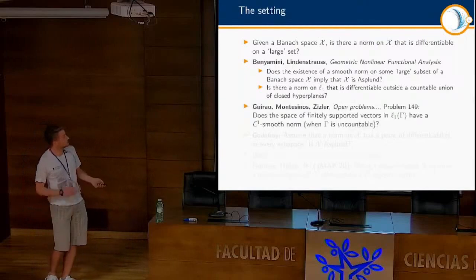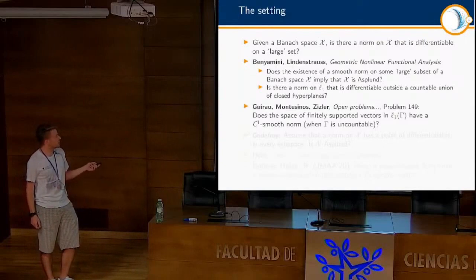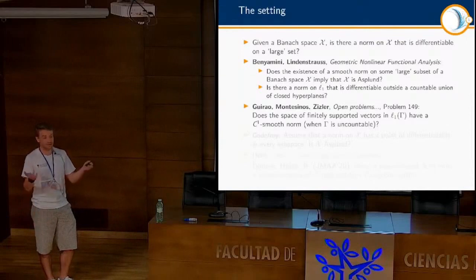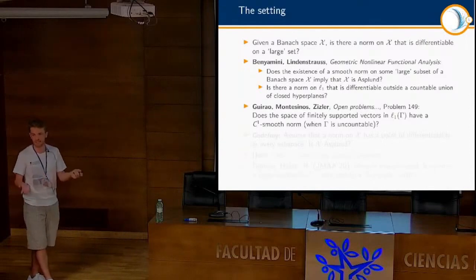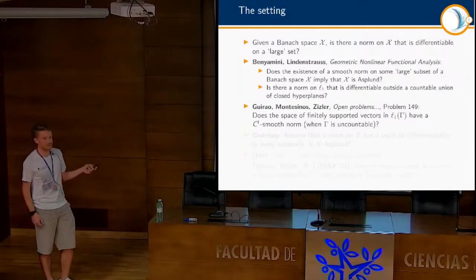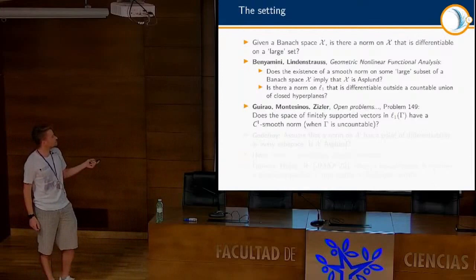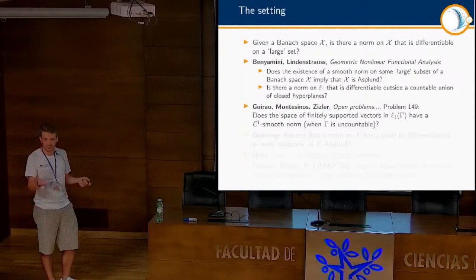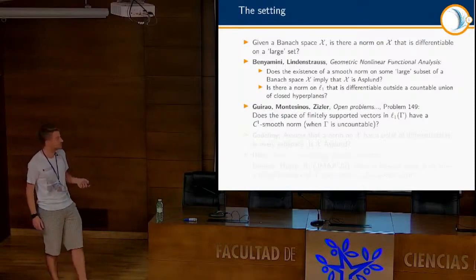Something similar, in a similar spirit, in another book by Guirao, Montesinos, and Zizler, asks whether, if you take the space ℓ1(Γ) and the vectors that are finitely supported, so the linear span of the basis, can you build a differentiable norm on this linear span? This linear span is dense because everything is countably supported and is a convergent series, so the finite vectors approximate it. But can you build a differentiable norm on this subspace? And of course, maybe to you it's not obvious why you cannot do it in the whole space, but I'm going to explain. So for now, I'm just stating things. I'm not expecting that you understand them. It's just a list of questions.